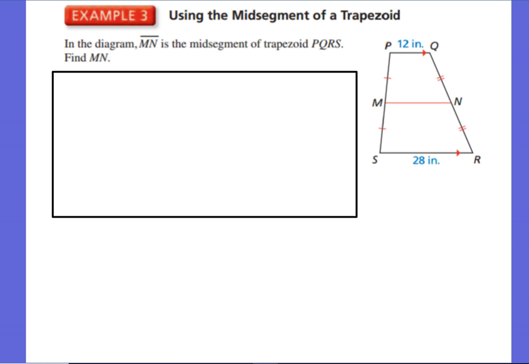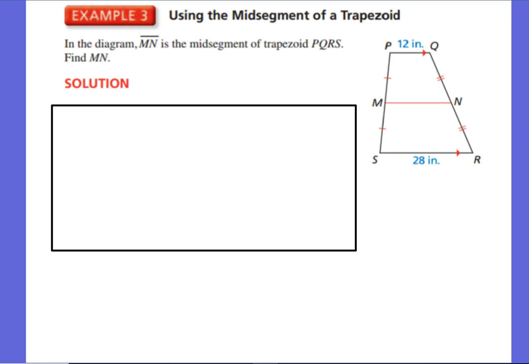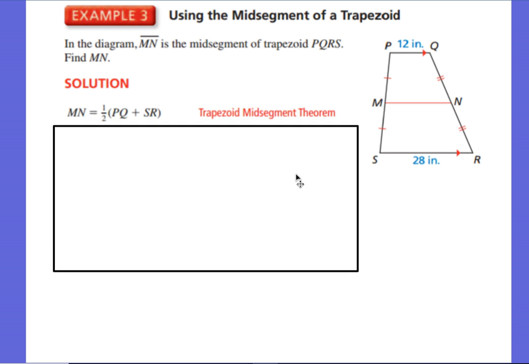Well, what do we see here? I see that in the diagram MN is a midsegment. And for this midsegment, it is going to be half of the sum of the two bases. So I know for sure that MN is going to equal 1/2 of 12 plus 28. Again, how do I know that? Because of the trapezoid midsegment theorem.